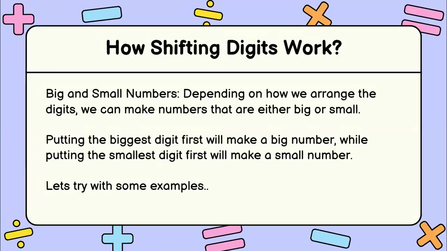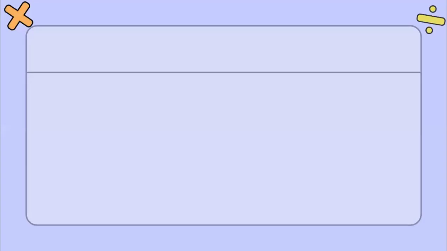Now, big and small numbers. Numbers are very important in shifting digits. Depending on how we arrange the digits, we can make numbers that are either big and large or small and tiny. So putting a big digit first will make a big number, whereas putting the small digit first will make a small number. Let's see.